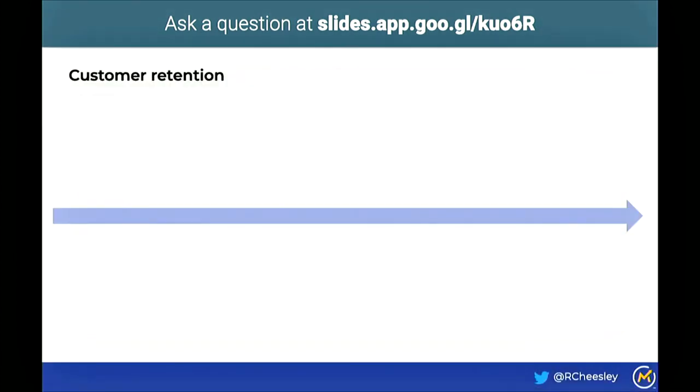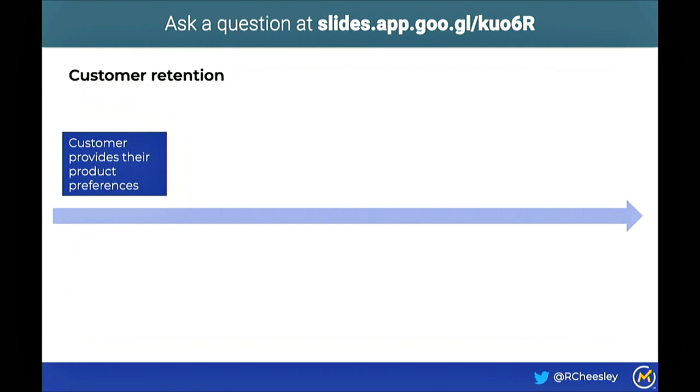Another way might be customer retention. So it's understanding that customers want to have information that's relevant to them. And if they're willing to give you the information about what they're interested in, you need to do something with that and give them information that's relevant to them. Otherwise, they'll just hit unsubscribe.